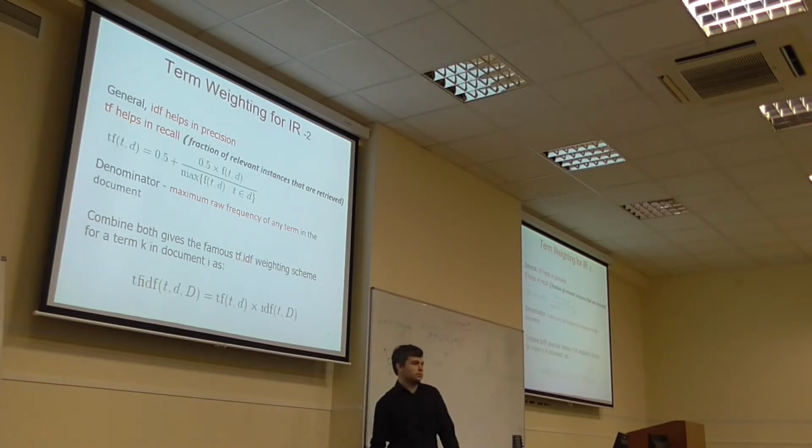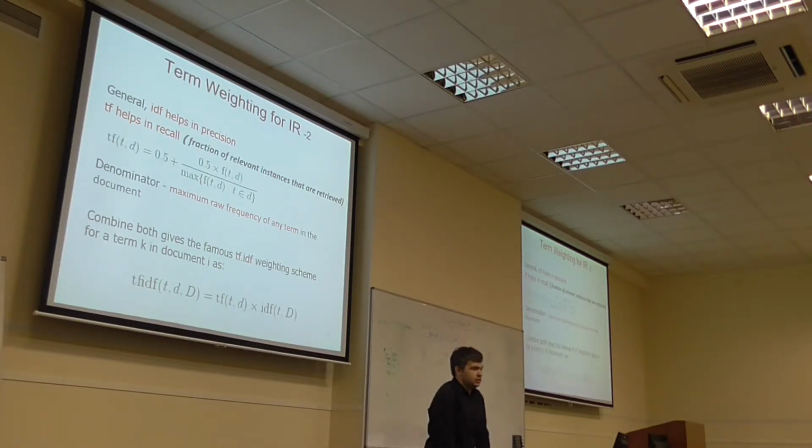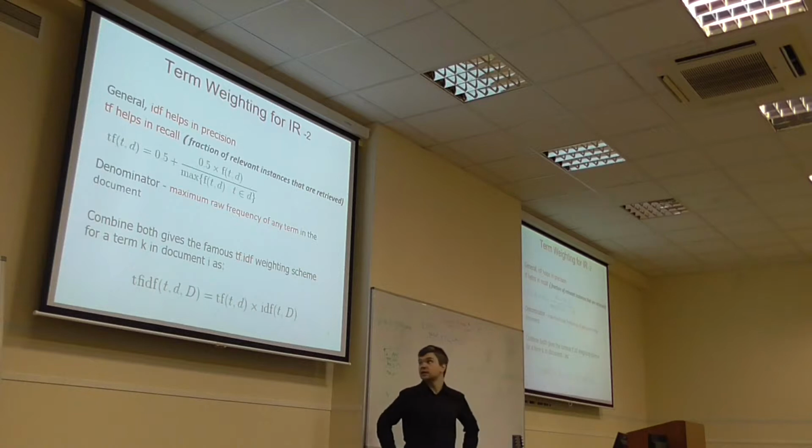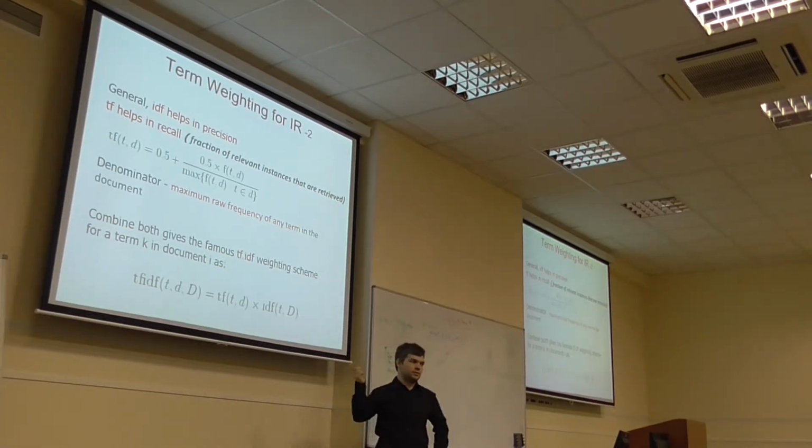I think it's quite obvious, right? Because our aim is to get as many relevant documents as we can. So we can use the term frequency of each term in a document to get as many as we can, and we don't really care how many of them will be irrelevant. In fact, we can get very high precision and very low recall, or the opposite, and in both cases we won't be really satisfied. The combination of these two gives us the very famous TF-IDF weighting scheme, which is basically the multiplication of TF and IDF.